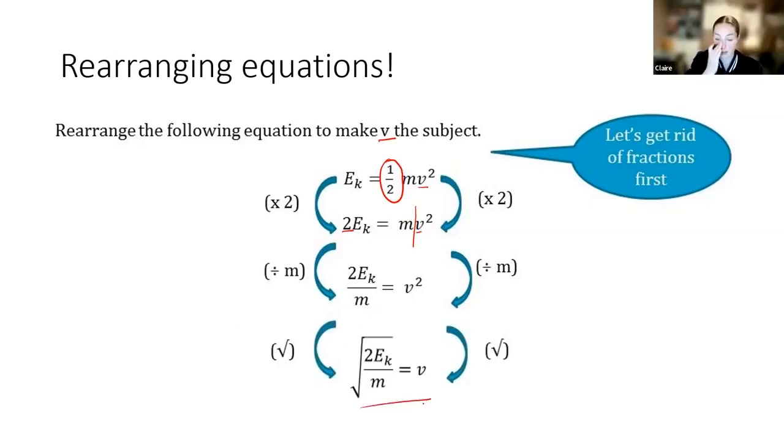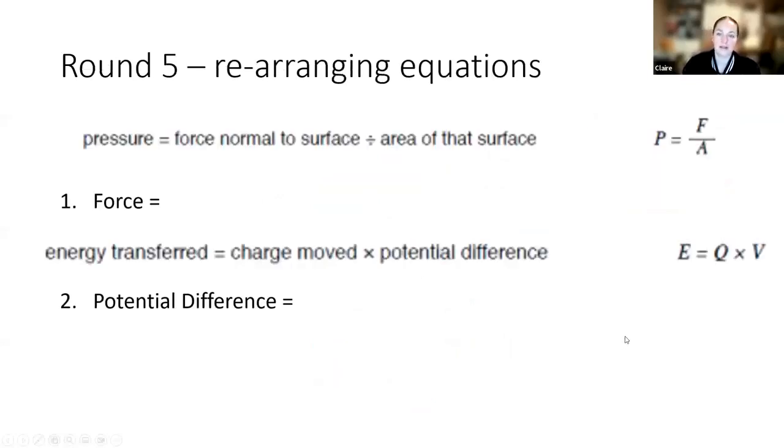Okay, so that is probably the most complicated rearranging that you will have to do, making v the subject, or extension squared, or extension for elastic potential. So I thought I'd just go over that because you may need it. So the next round, this is the last round where we're going to just do loads of rearranging equations.